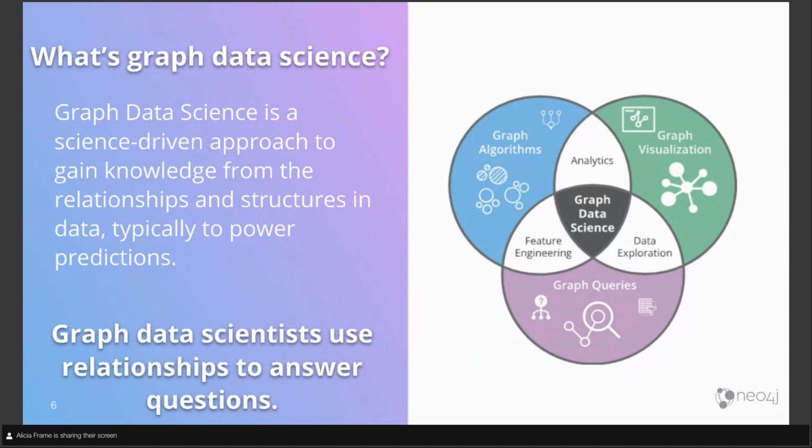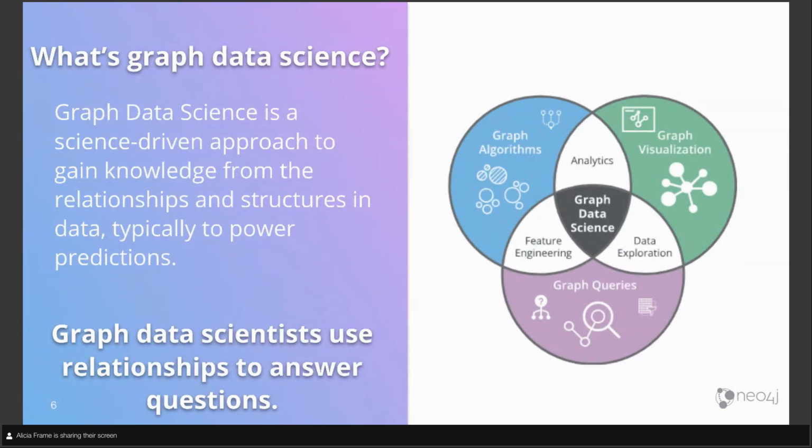So with graph data science, we're bringing those relationships between your data points to the forefront to answer questions and improve your ability to make predictions. I talked about in data science on the previous slide having different tools in your toolbox. When we talk about the tools that graph data scientists are using, we're really talking about three things.